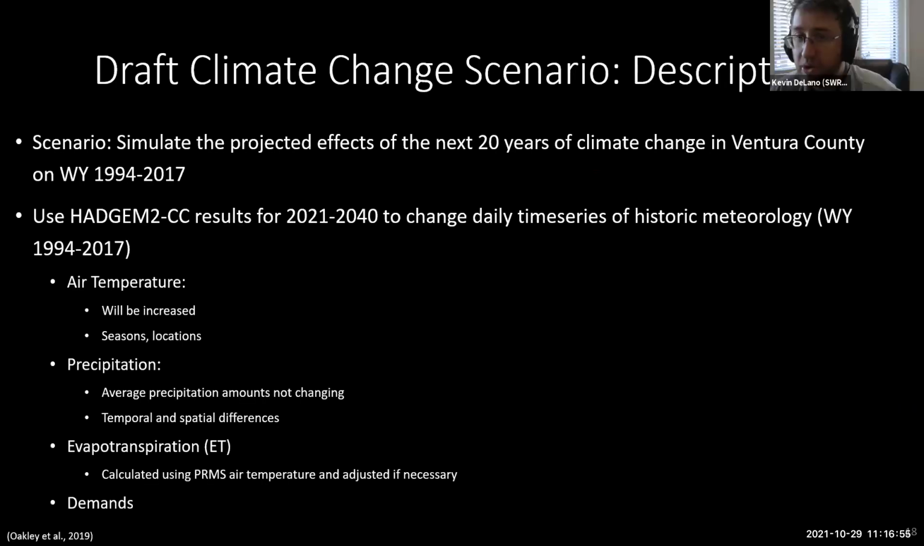Yep. So climate change is the next one that we know we're going to run, and we've selected a climate change model that predicts about a 1.6 degrees Fahrenheit increase in annual average temperature in the Ventura River watershed, with increased variability in precipitation, but not really any increase in the total amount of precipitation that comes each year. So we're trying to represent those wetter wets and drier dries and overall hotter conditions.